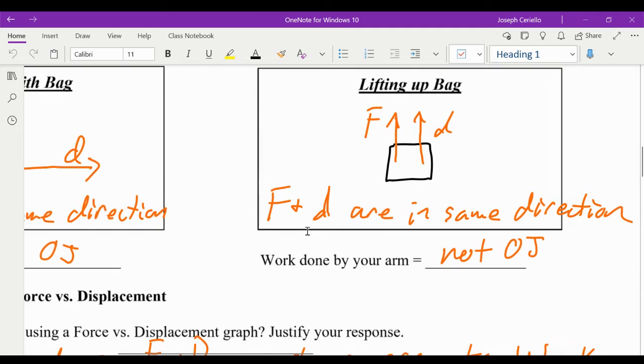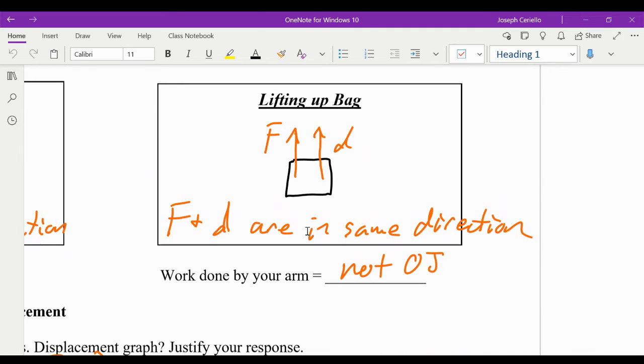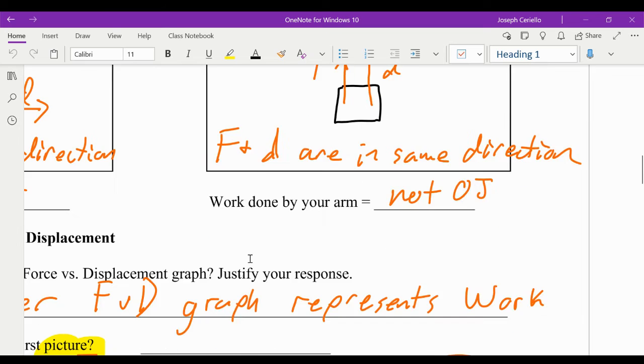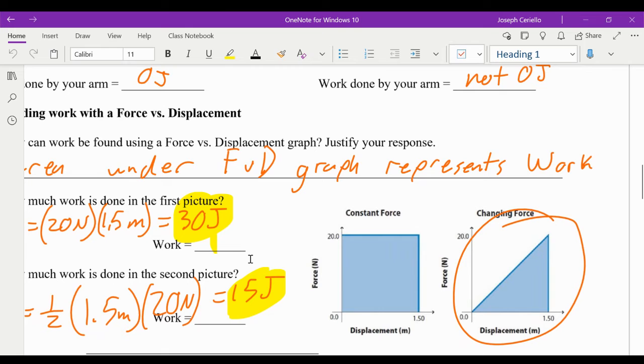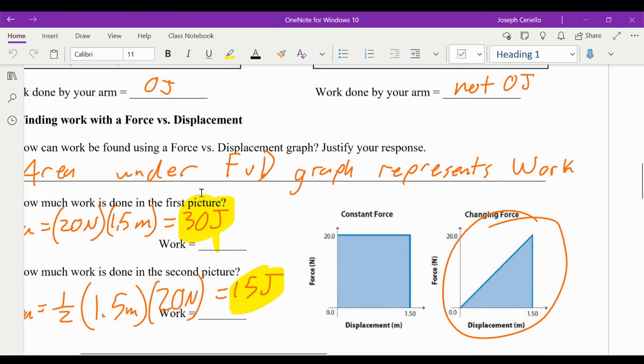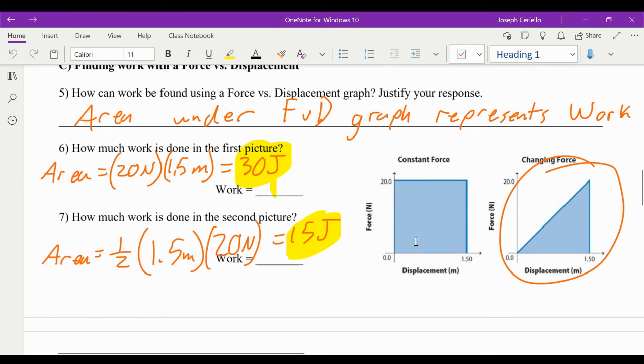In this class, if it doesn't mention the direction, you can kind of assume that they're going to be in the same direction. All right. So the area under a force versus displacement graph represents the work. So the two areas here, you have a rectangle, 30 joules, you have a triangle, 15 joules. That's how much work is done there.